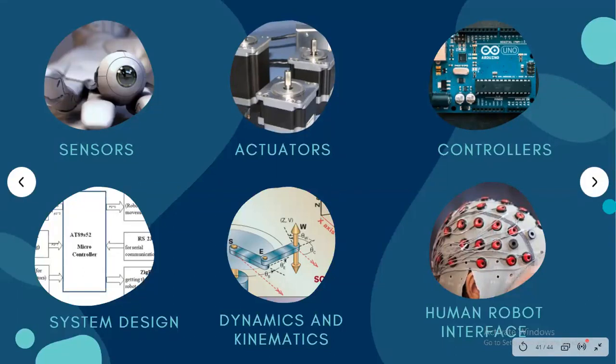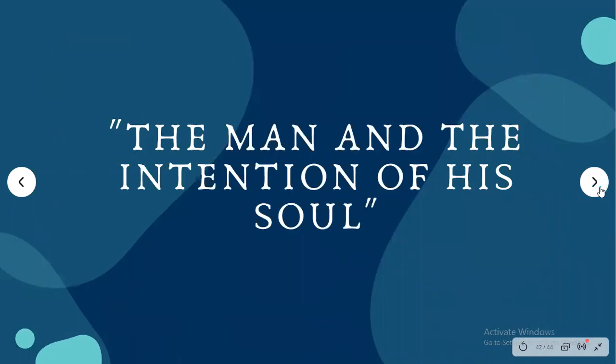So I'm going to explain system design with the help of a single example. But before that, Da Vinci once said that a great artist always paints two things: the man and the intention of his soul. Likewise, if you are going to be in robotics, you should have great software, and you should have good hardware or exoskeleton for the purpose.